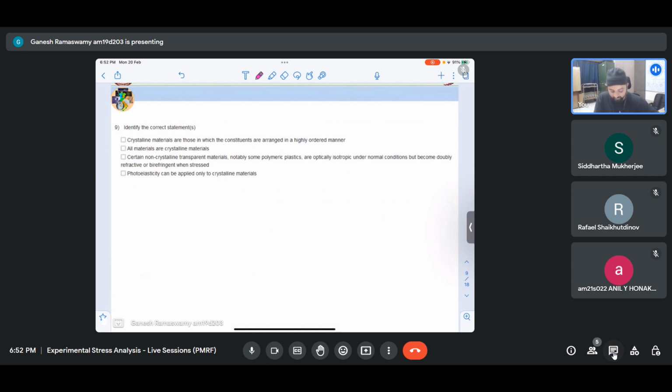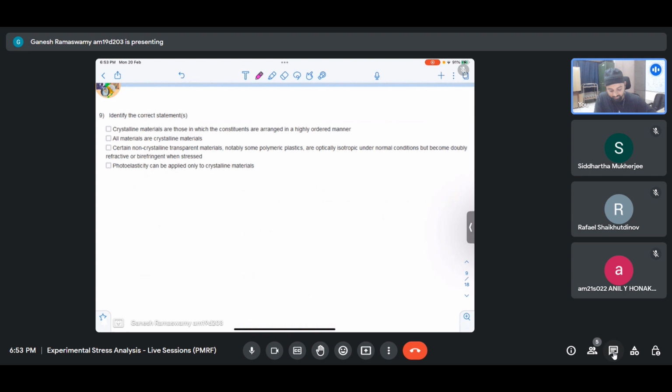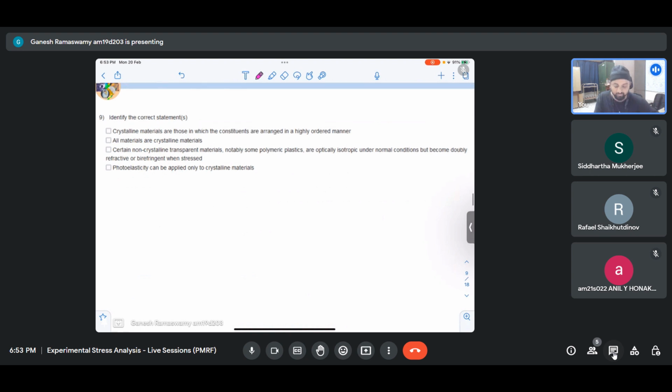So let us look at this question. Identify the correct statements. Crystalline materials are those in which the constituents are arranged in a highly ordered manner. Naturally, this we have been seeing. There are many examples of crystals: salt, sugar, and we can also see calcite. And there are non-crystalline solids also. So blown glass, if you see, it is non-crystalline. So yes, this is true.